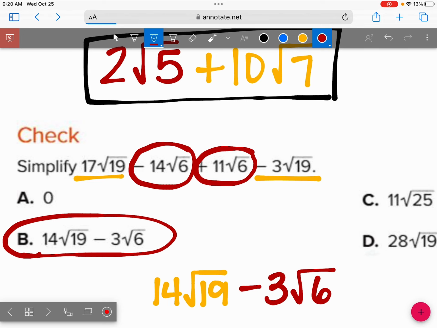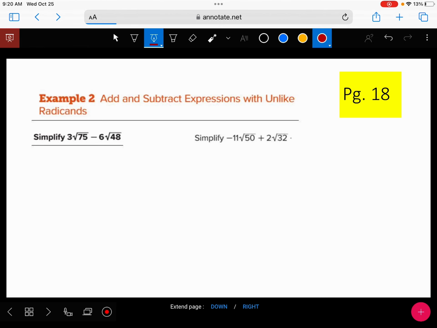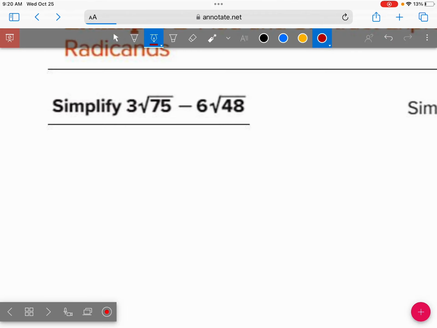All right, just a few more and then we'll be ending for today. So our last two are on page 18, our same page. So now we're going to add and subtract. But the difference is that both of these can be simplified. So before we can subtract, notice how they're different. Let's go ahead and see if we can simplify it though.